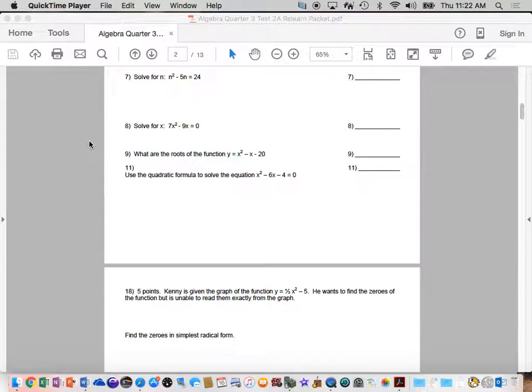We're on to the quadratic equations, and I think I need to pick my pace up just a little bit because the bell will be ringing pretty soon. I've got about 5 minutes to get this done. All right, so I look at number 7.